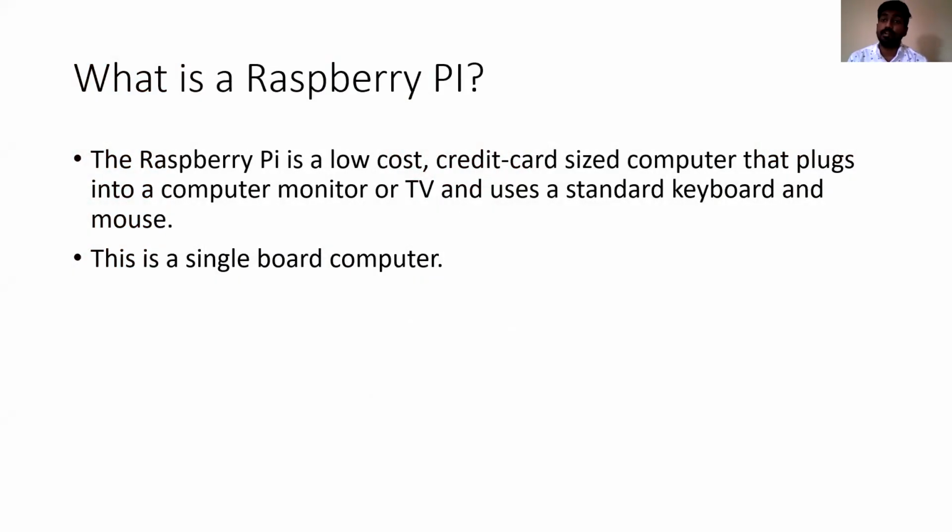So what is Raspberry Pi? The Raspberry Pi is a low-cost credit card sized computer that plugs into a computer monitor or TV and uses a standard keyboard and a mouse. This is a single board computer. So as you suggested, this is a single board small scale computer.